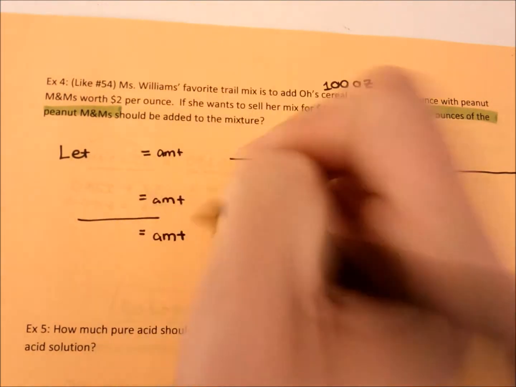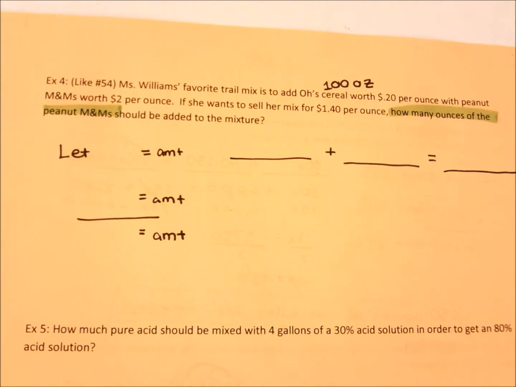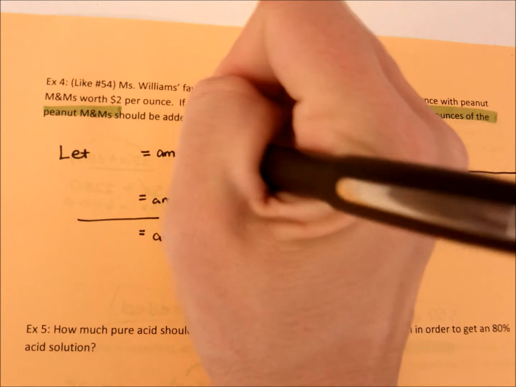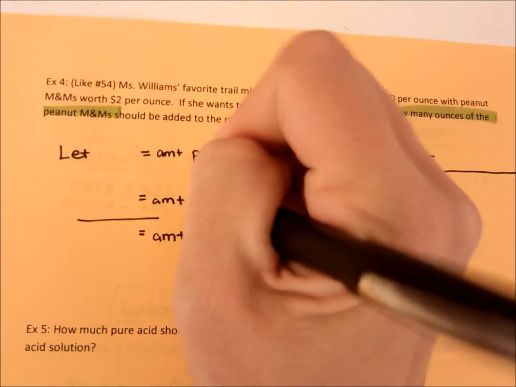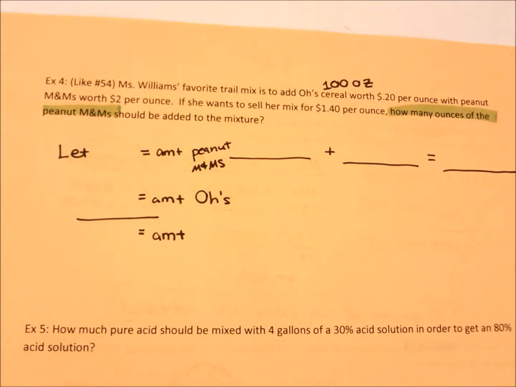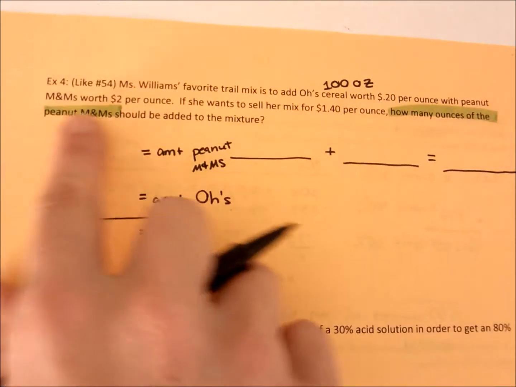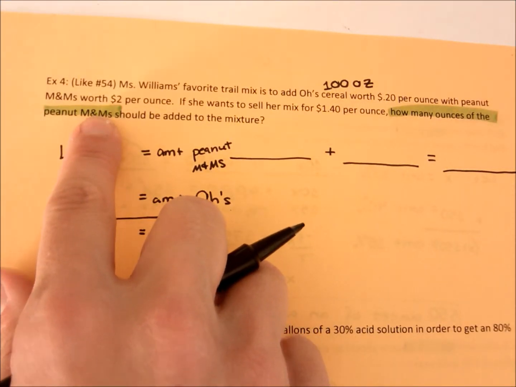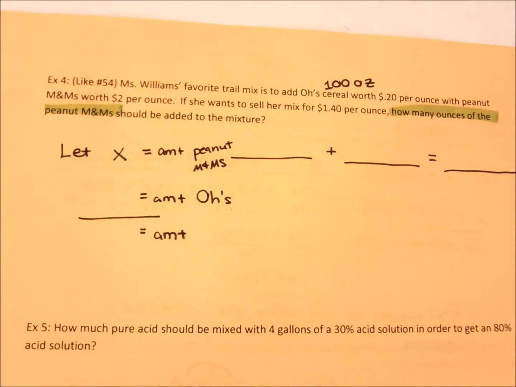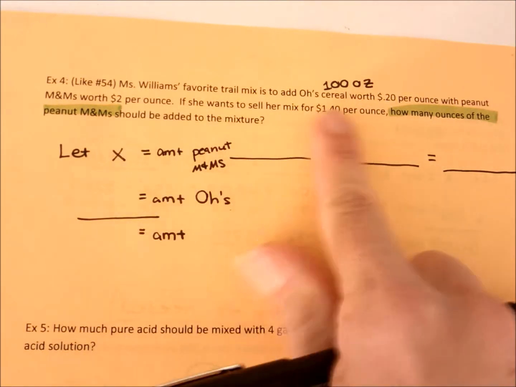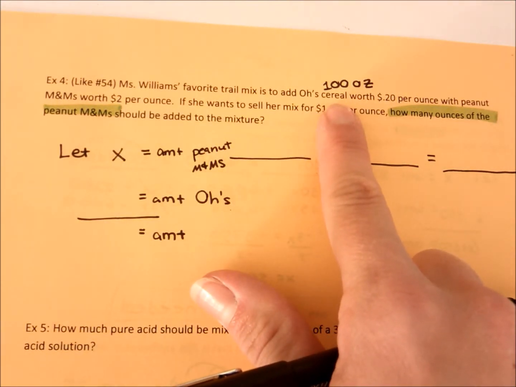Mr. Sharma, what are the 2 things that I'm putting into my mixture? You're putting the peanut M&Ms and the cereal. Okay, and then I'll put O's right here. So I did clearly label it so I can bring my eye back to those a little bit later. Alright, now, how many of the peanut M&Ms, that's telling me that maybe I should give that one the variable. So I'm going to put X right there. And then now that I added in there, how many ounces? 100.